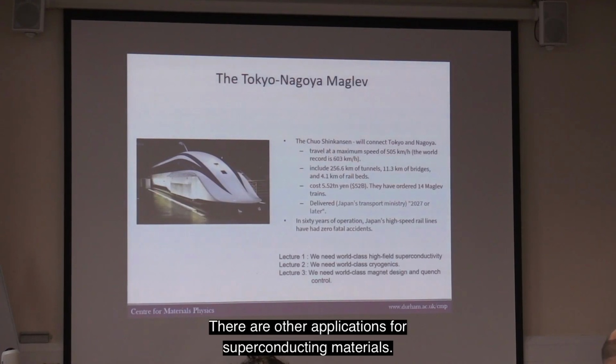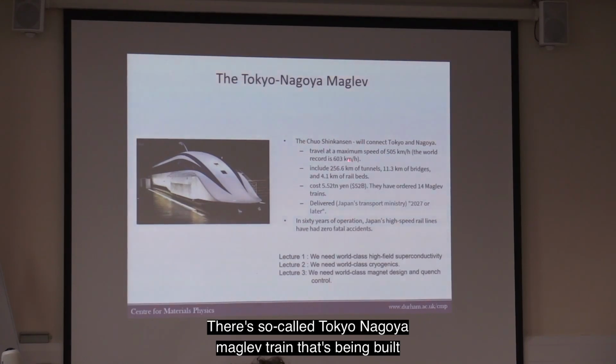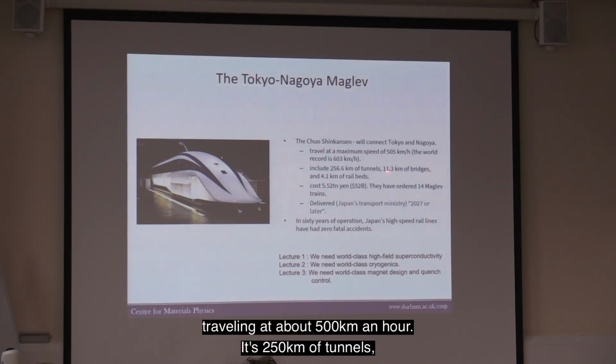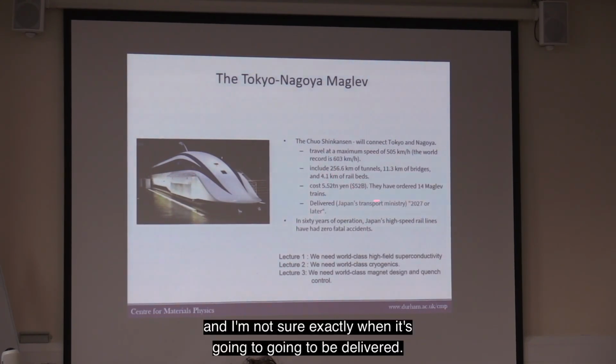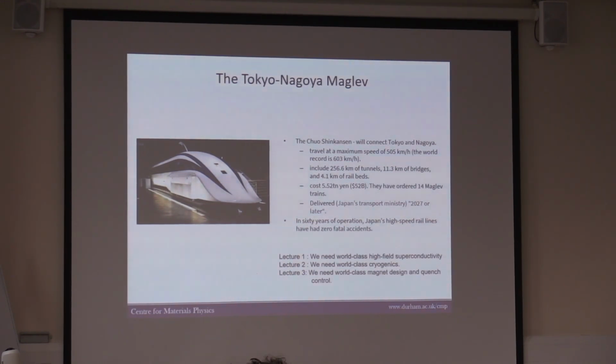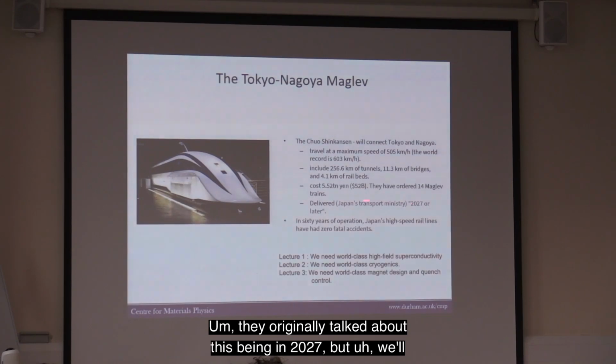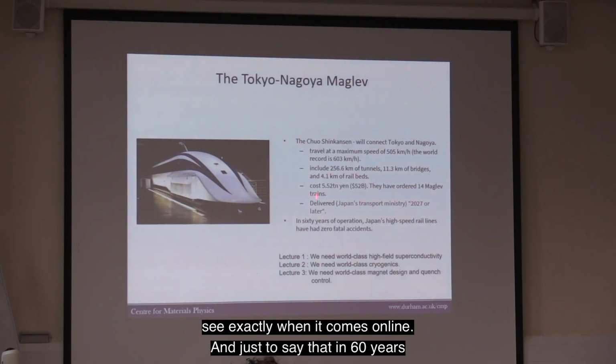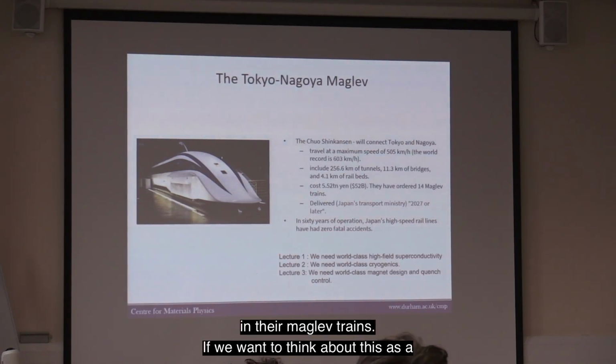There are other applications for superconducting materials. There's the so-called Tokyo-Nagoya maglev train that's being built, travelling at about 500 kilometres an hour. It's 250 kilometres of tunnels, and I'm not sure exactly when it's going to be delivered. They originally talked about this being in 2027, but we'll see exactly when it comes online. And just to say that in 60 years of operation, Japan has had no serious accidents in their maglev trains.